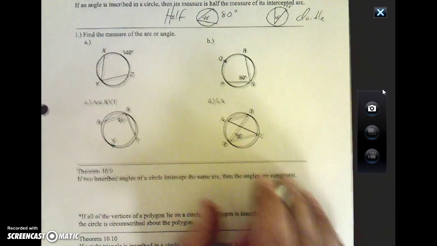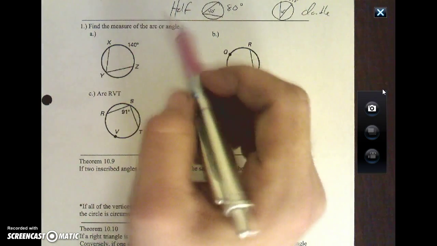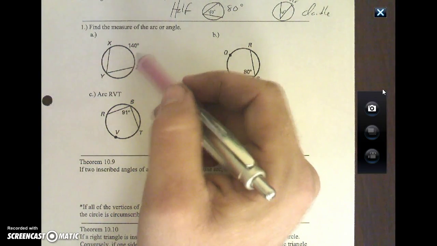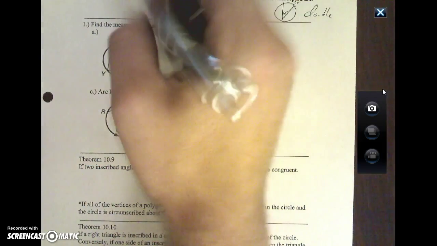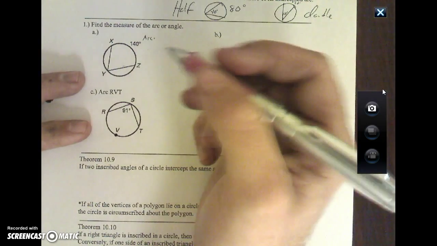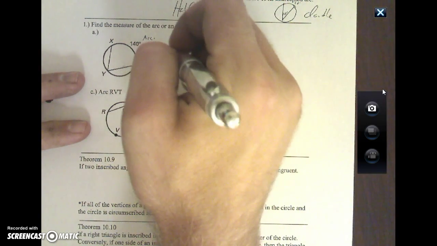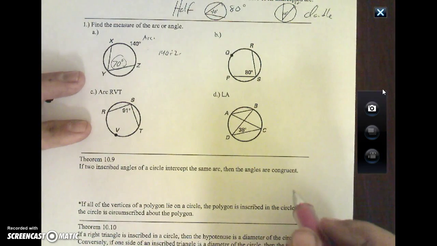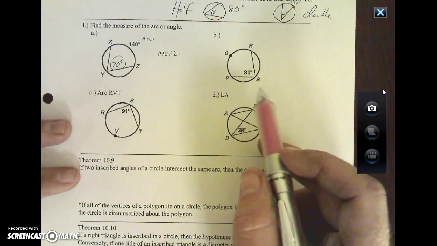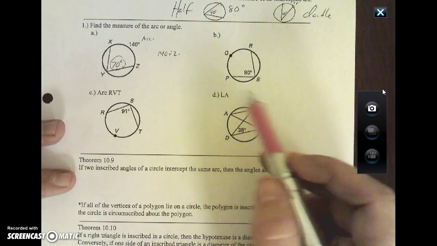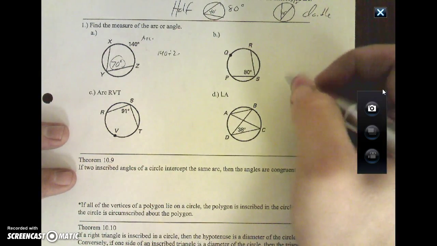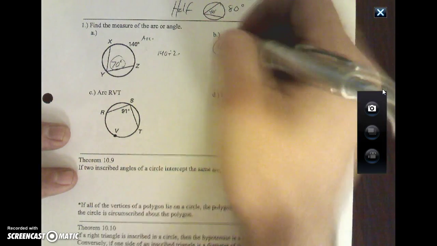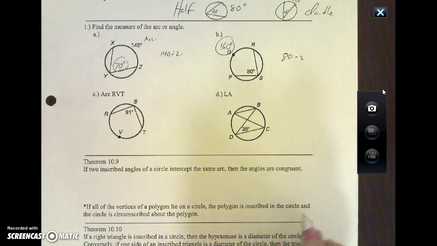Okay? Let's take a look and see how easy this really is. The only thing you have to ask yourself is, are they telling me the arc, or are they telling me the inscribed angle? If it's the arc, divide by 2. So in this case, it's the arc. So to find the inside, just take 140, divide by 2. 70 degrees. Okay? So for part B, here's my inscribed angle. So instead of dividing by 2, I have to take 80 and just times it by 2. 160 degrees. Okay? Pretty simple, right?